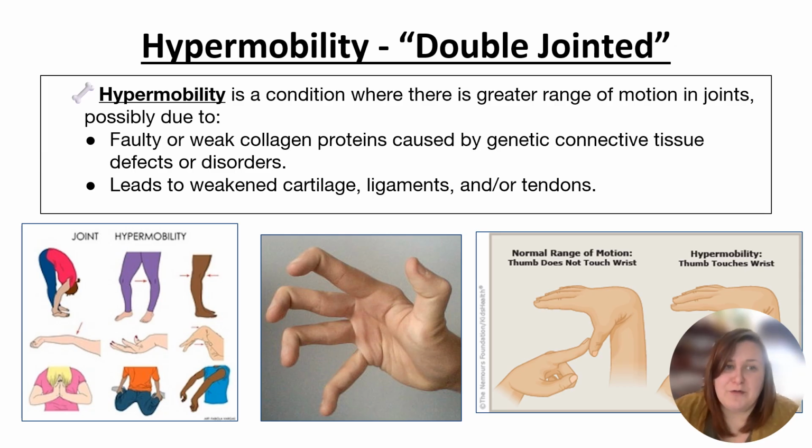You can have hypermobility. Hypermobility is a condition where there is a greater range of motion in joints. This can be due to faulty or weak collagen proteins caused by genetic connective tissue disorders. It can lead to weakened cartilage, ligaments, or tendons to where you are very, very flexible.